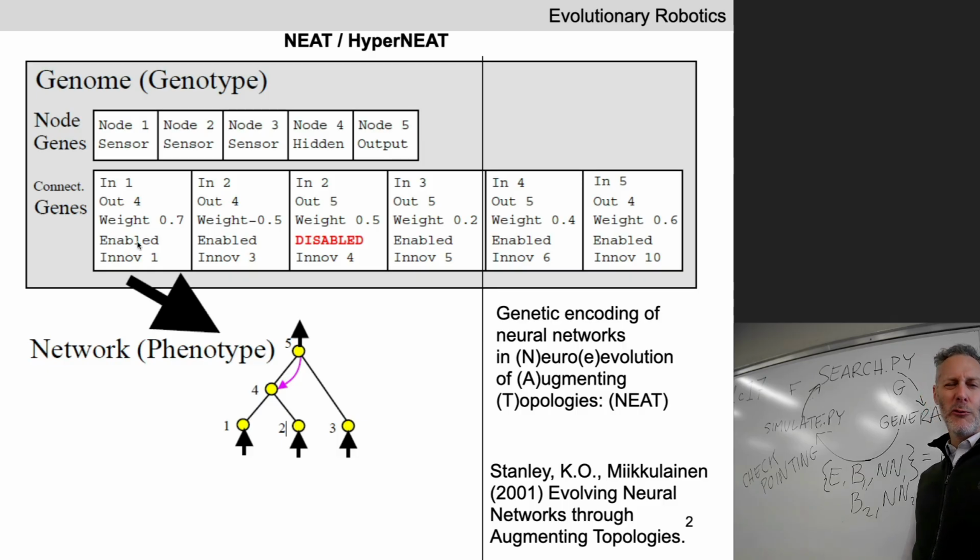You'll notice this fourth row here, enabled or disabled. This is a binary number inside the genome that indicates whether that synapse is enabled or disabled. This seems like kind of an odd thing. So you'll notice there's a synapse that is supposed to connect neuron 2 to neuron 5, but in the phenotype, there is no such synapse. It's been disabled. It's been turned off.